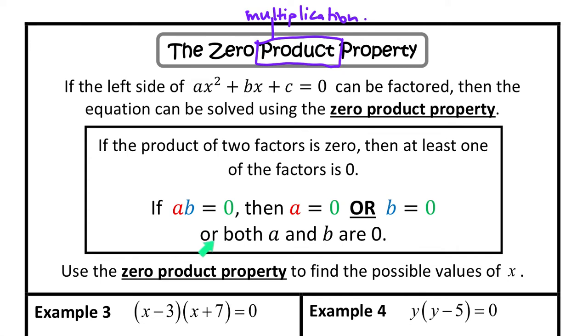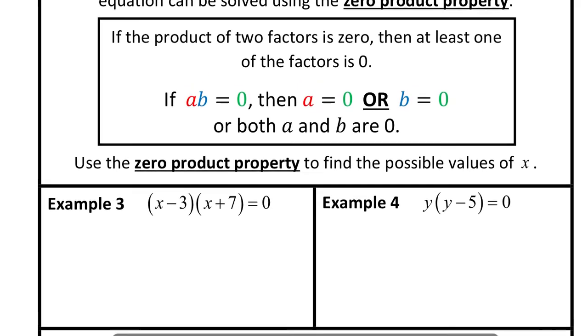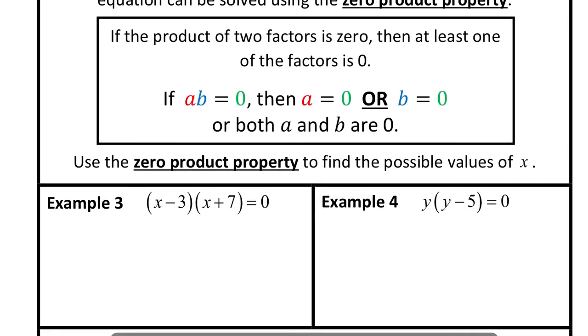And the last assumption is both a and b are 0. So how does that apply to factoring and working with factors? Let's look at example 3 and 4. Let's say we're in a certain process and we've already factored on the left side, and so we're left with these two factors.